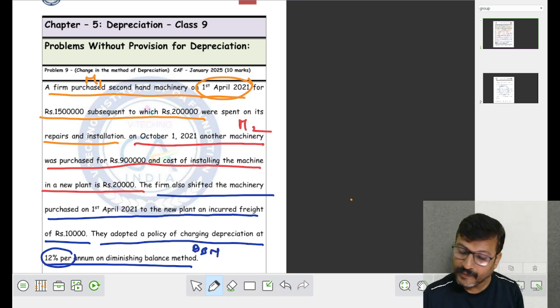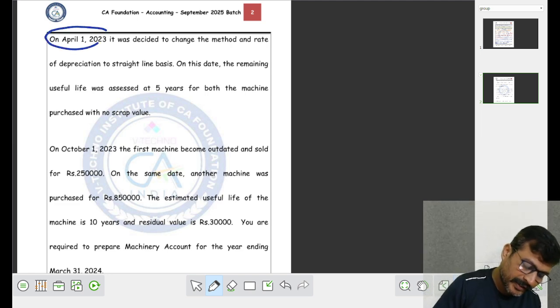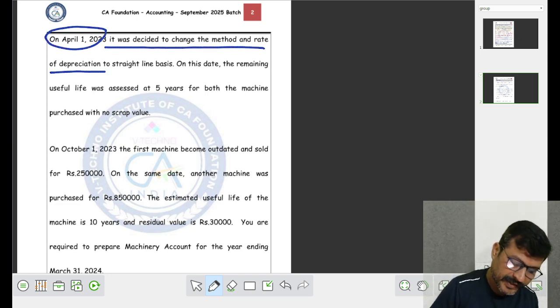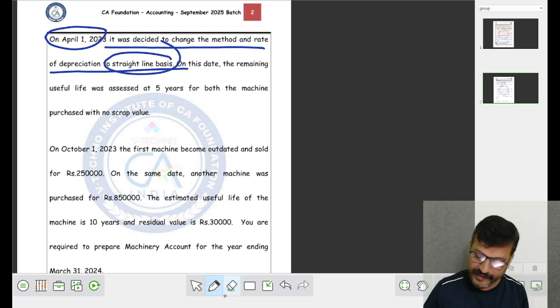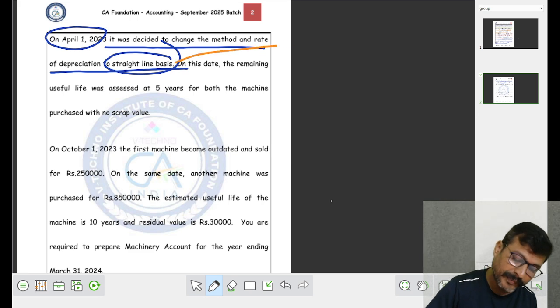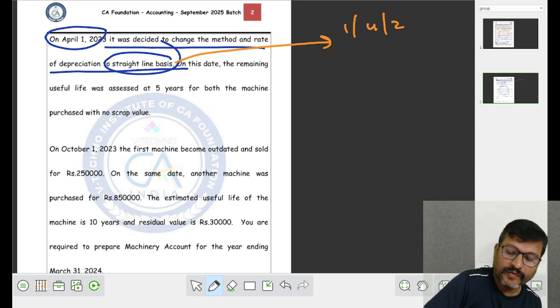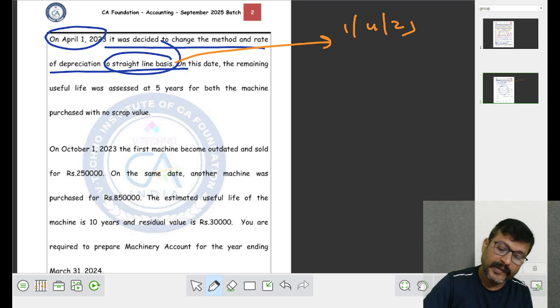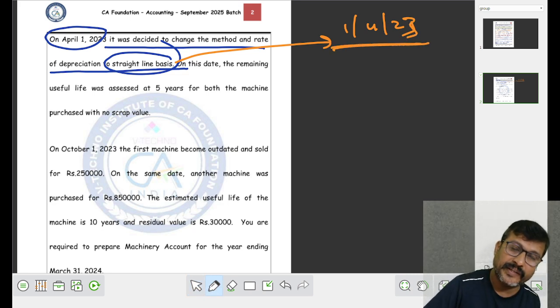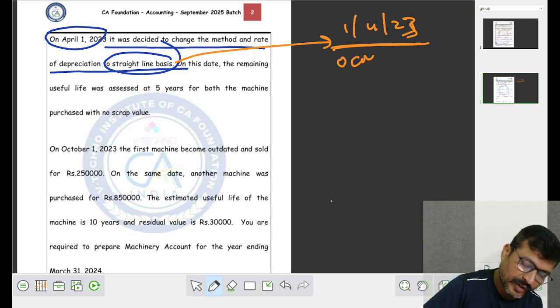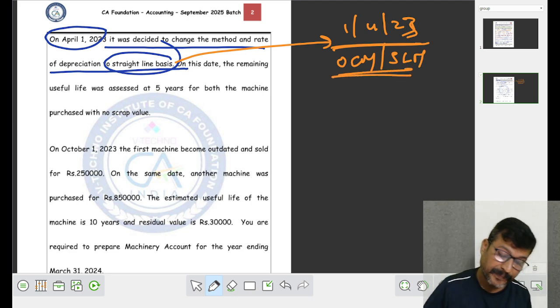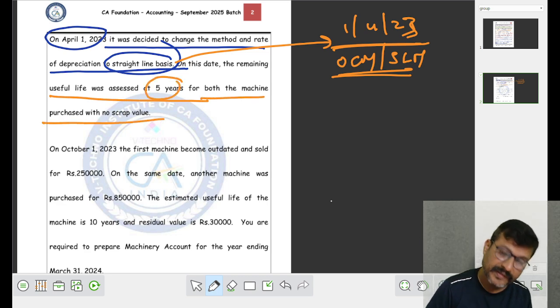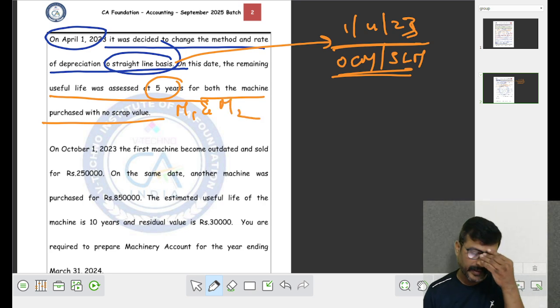Fine. What happened? On April 23, it was changed the method of depreciation on a straight line basis. See, this is a very important point you need to remember. When they changed from 1st April 23, they have changed the method of depreciation from diminishing balance method to original cost method, also known as straight line method. The remaining useful life is assessed to 5 years for both the machines. For both the machines means M1 and M2, the remaining life is 5 years.